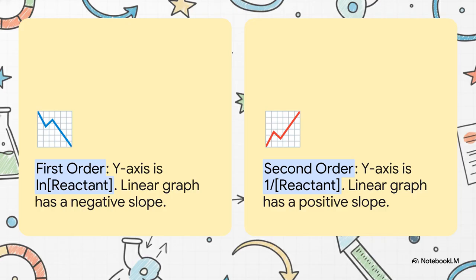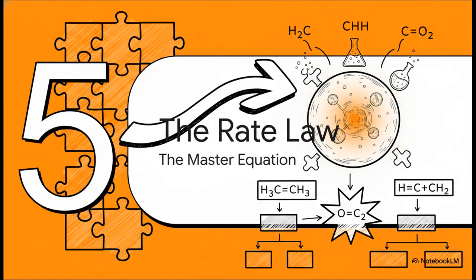And what's really cool is that the slope of that line gives you the reaction's rate constant, which we just call k. Think of k as a unique speed fingerprint for that specific reaction. All right, it's time to put all the pieces of the puzzle together. The ultimate goal, a lot of the time, is to find what's called the rate law, a single, powerful equation that perfectly describes how the rate depends on the concentration of each reactant.